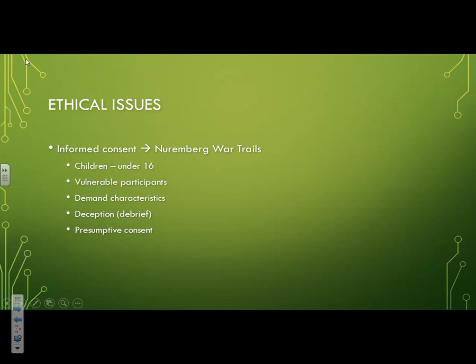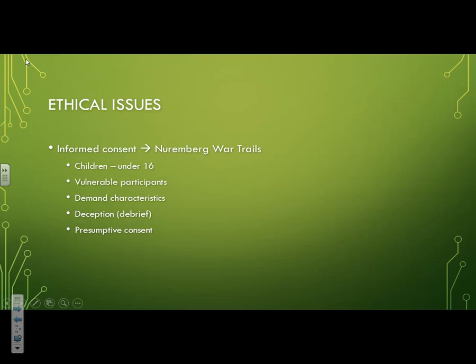A problem with informed consent is that it leads to demand characteristics. If I tell you what the aim of the study is, you're immediately going to try and change your behaviour. This can be dealt with by deception. You could lie in the informed consent form and not provide the true aim of the study, and then you'd have to give a really, really good debrief.